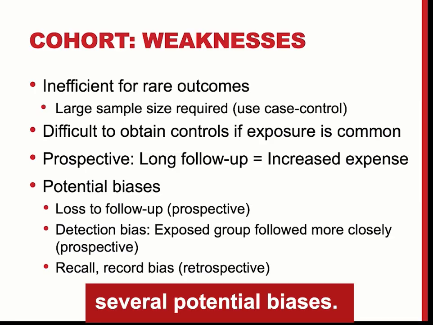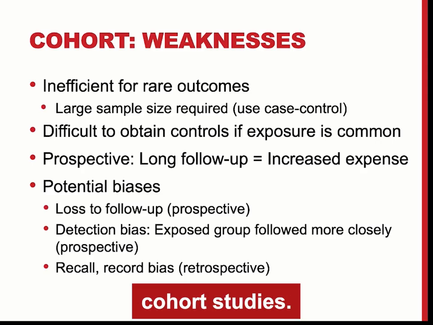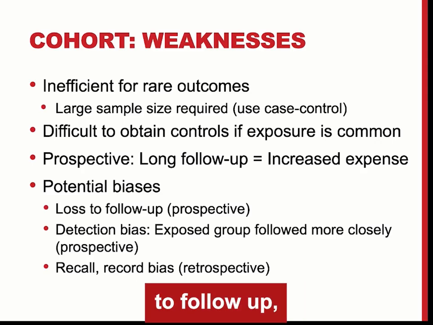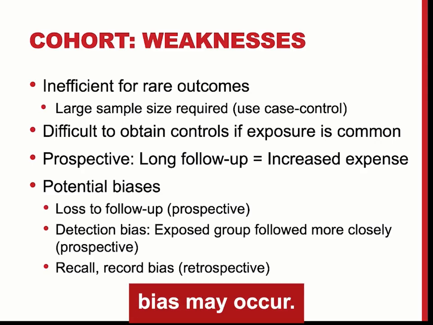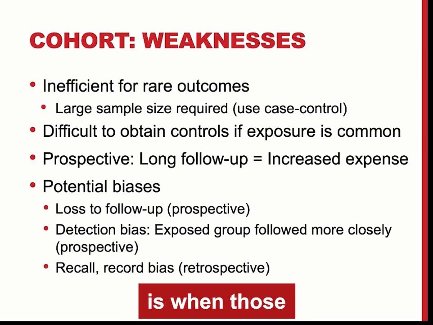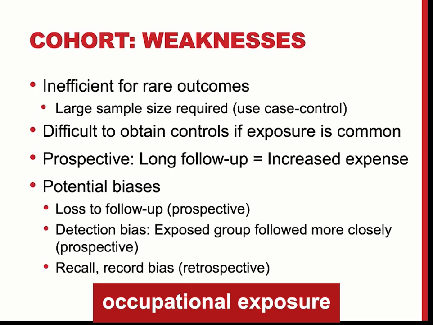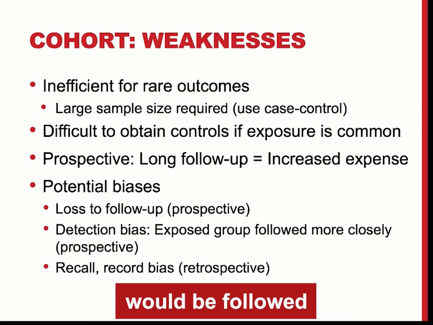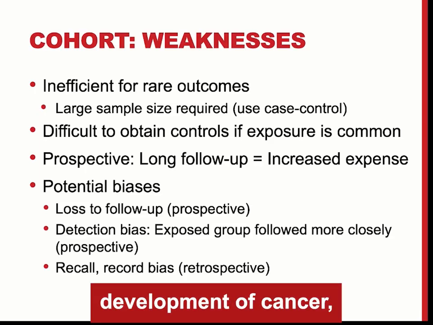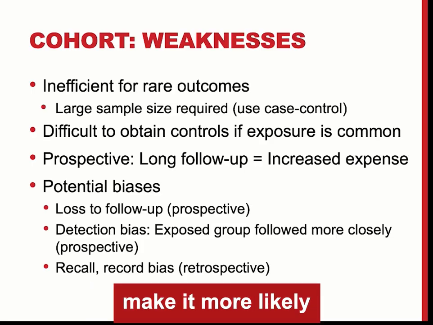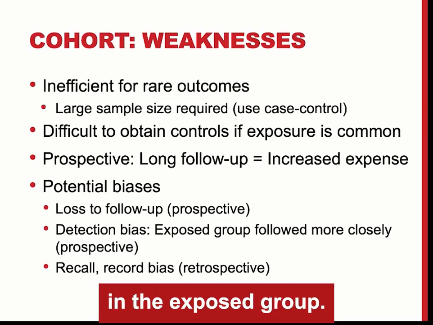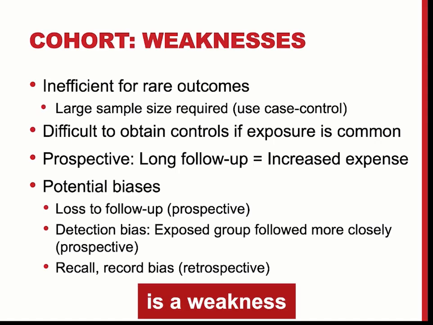There are also several potential biases. For prospective cohort studies, a proportion of the patients may be lost to follow-up, and detection bias may occur. Detection bias is when those with an exposure are followed more closely than those without the exposure, and therefore the outcome is more likely to be detected. For example, a patient with an occupational exposure to high levels of radiation may be followed more closely and intensely for the development of cancer, and therefore make it more likely that cancer will be detected in the exposed group. Detection bias is a weakness of prospective cohort studies.